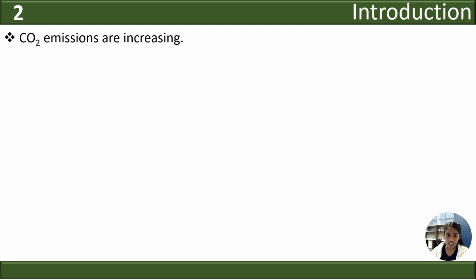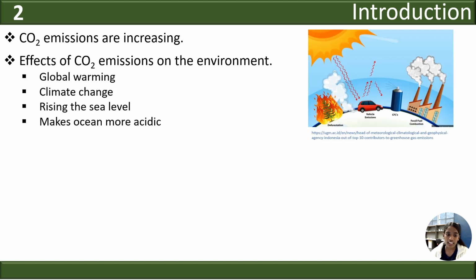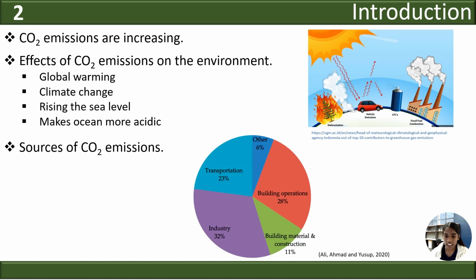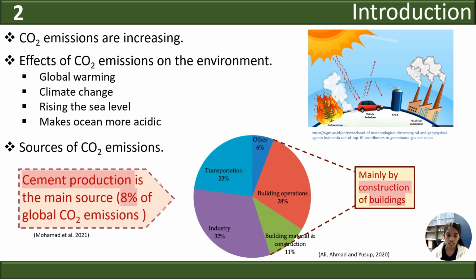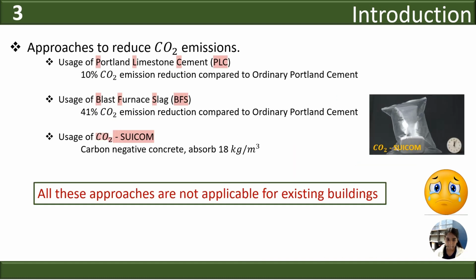As all of us know, carbon dioxide emissions are increasing and it causes several environmental effects such as global warming and climate change. Statistics show that the main source of CO2 emission is from building operation and building materials. Among that, cement production causes 8% of global carbon dioxide emissions.